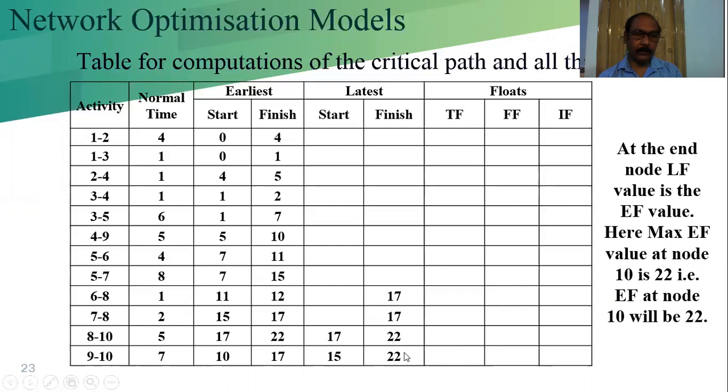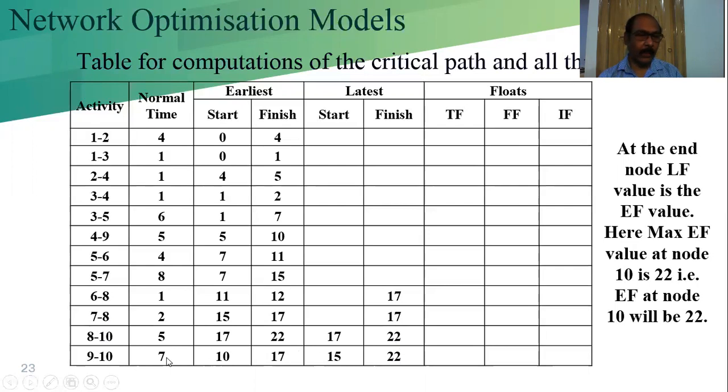So we have to start with the finish value. So the latest finish value of the 10 event is 22. And this is also the 10. So in both cases, this is the successor node for 8, 10 and 9, 10. So in both cases, this will be 22, because at the end node the L value and E value are the same. So they are writing 22 here.